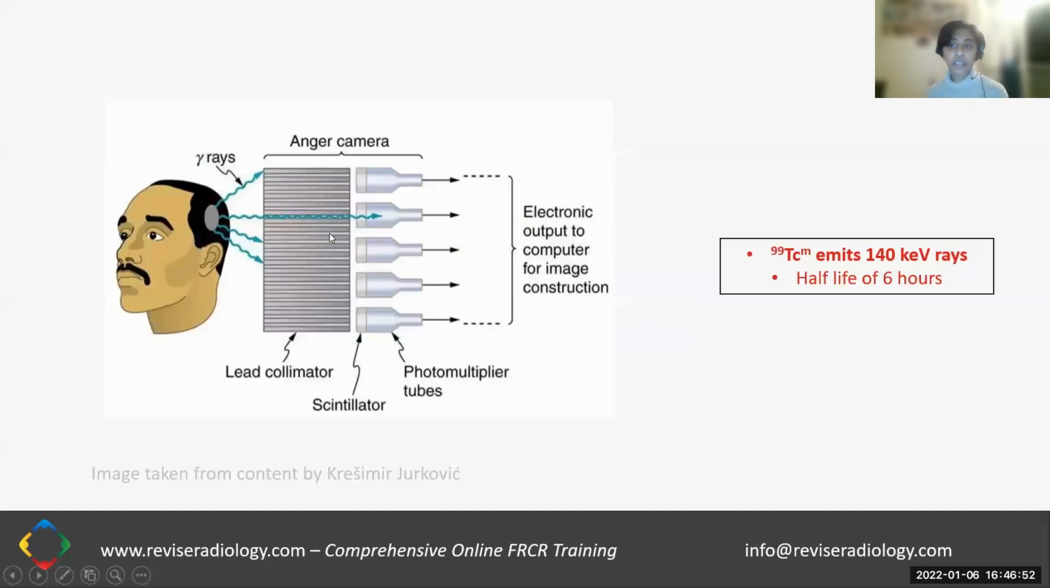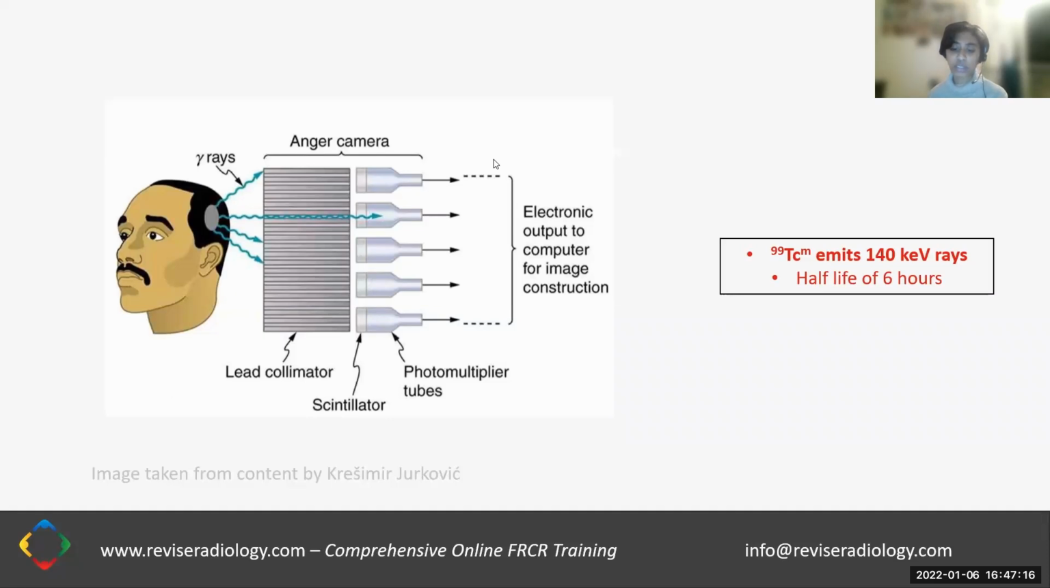So what's happening in the gamma camera is that the patient is injected with or ingests the radiopharmaceutical. The radiopharmaceutical goes to the tissue which is being studied and starts producing gamma radiation. That radiation leaves the patient's body and passes through the gamma camera, and then an image is formed on the monitor. So we'll just study how that happens.